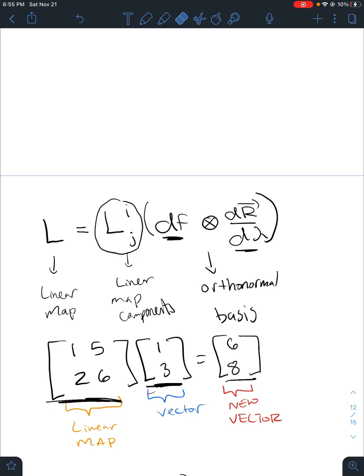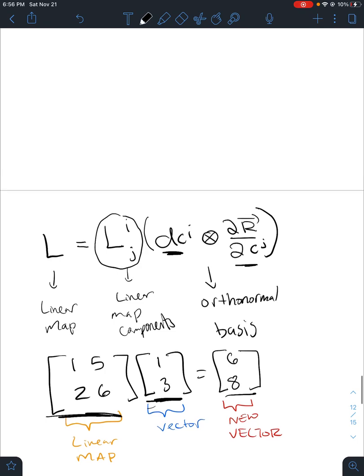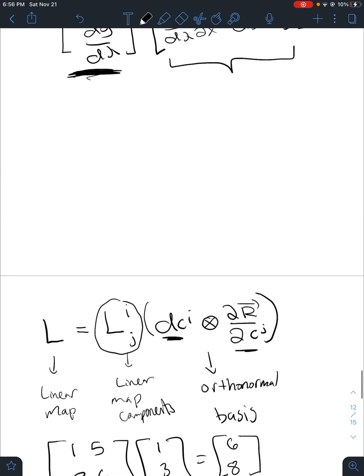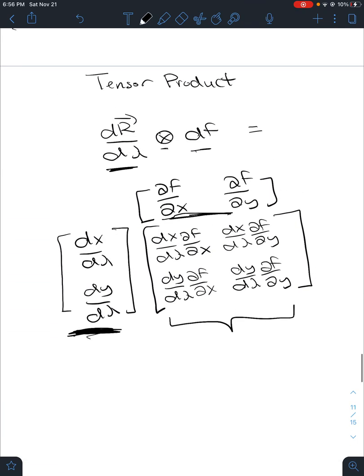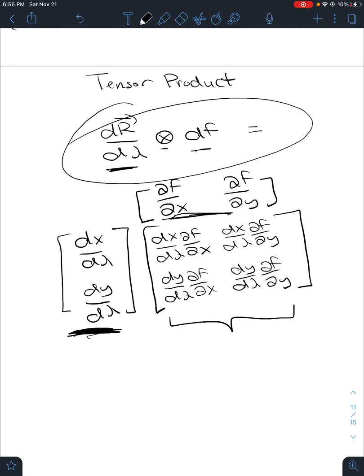We have a summation here. This should be CI. And this should be CJ. My bad. This should be the basis vector itself. My bad. Oops. And then yeah, but this still stands.